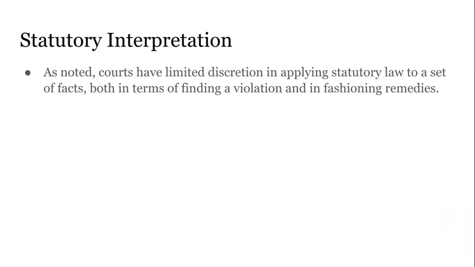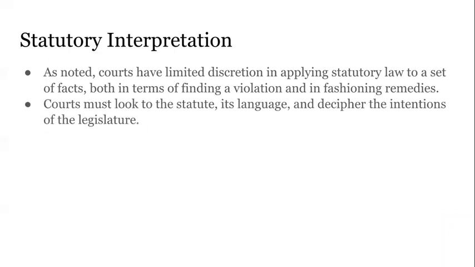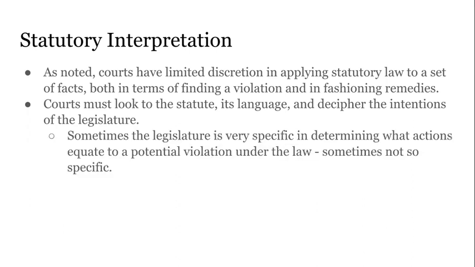As noted, the courts have limited discretion, unlike private controls, in applying statutory law to a set of facts, both in terms of finding a violation and in fashioning remedies for these public controls. The courts must look to the statute, its language, and decipher the intentions of the legislature. Sometimes it's unambiguous. Sometimes the legislature is very specific in determining what actions equate to a potential violation under the law, and sometimes it's not so specific. So sometimes the language is unambiguous and it is obvious, and it says, if you find a violation, this is what a violation means, and if you find this to have occurred, these are the remedies you apply. It's very explicit, the statute. So the court just simply follows the language.